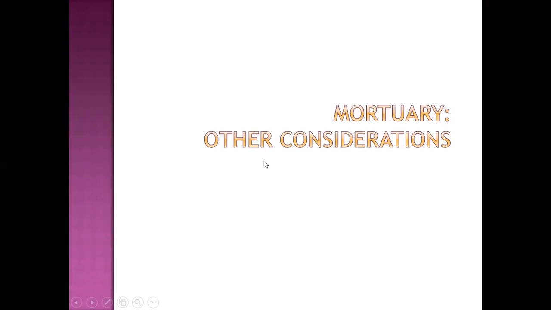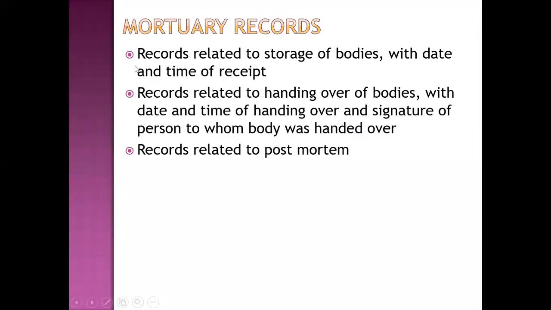Then other considerations of mortuary, other functions. Mortuary records: records related to storage of bodies with date and time of receipt of body, records related to handing over of bodies with date and time of handing over and signature of person to whom body was handed over, and records related to autopsy.